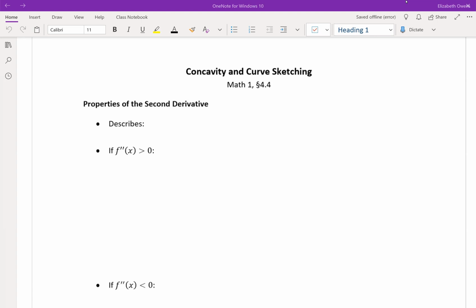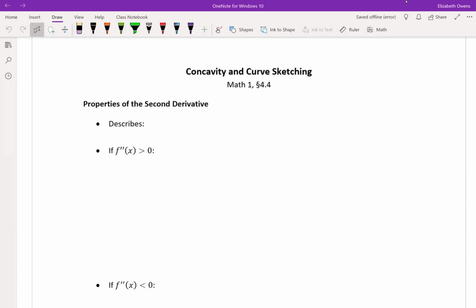So in the last section, 4.3, we had looked at the first derivative test and saw how the first derivative can affect a function, showing us where the function is increasing and where the function is decreasing, helps us find local maximums and minimums. Now we're going to do a similar thing with the second derivative. So first off the bat here, what the second derivative describes is how the first derivative is changing.